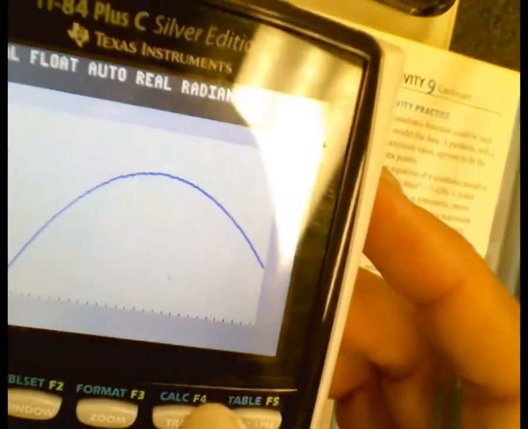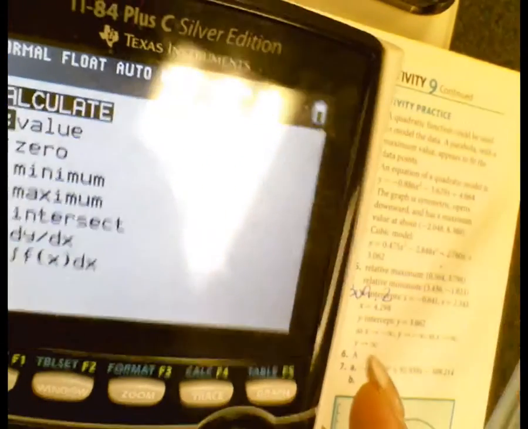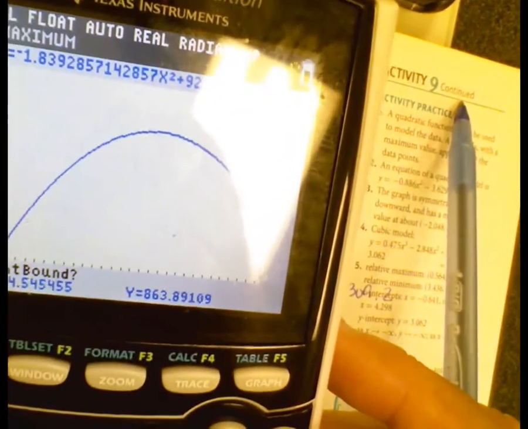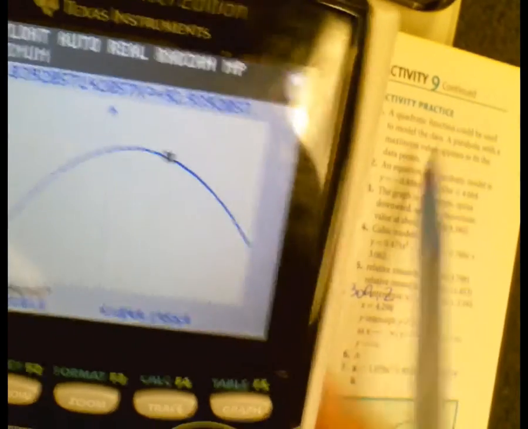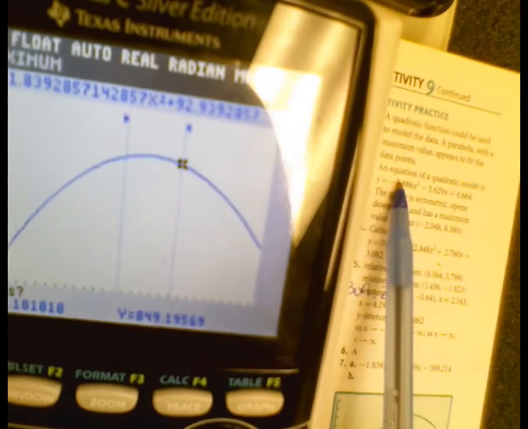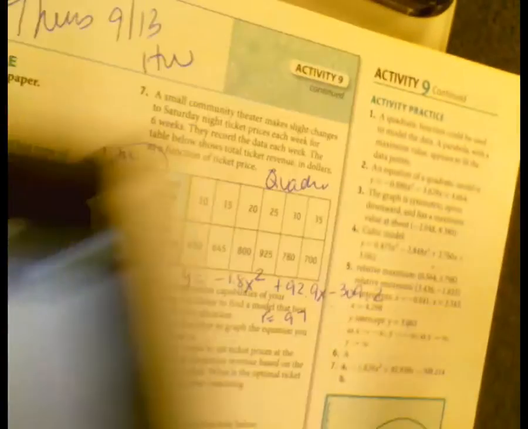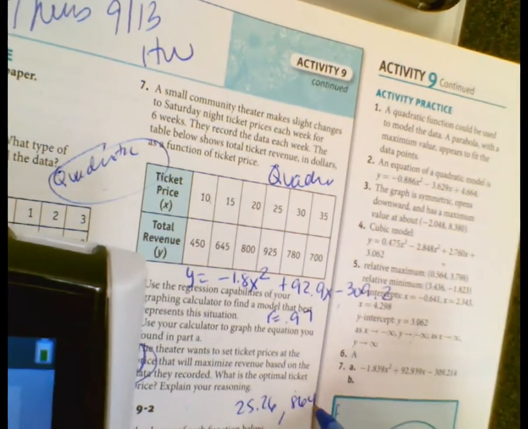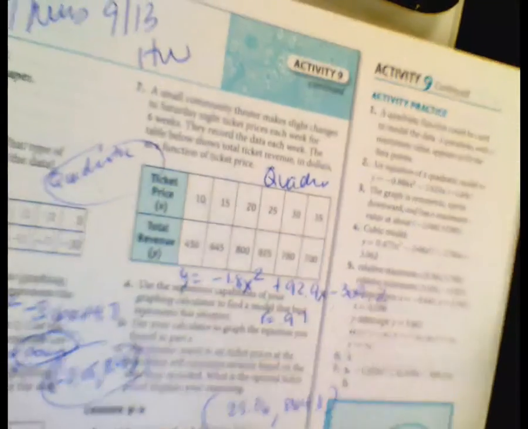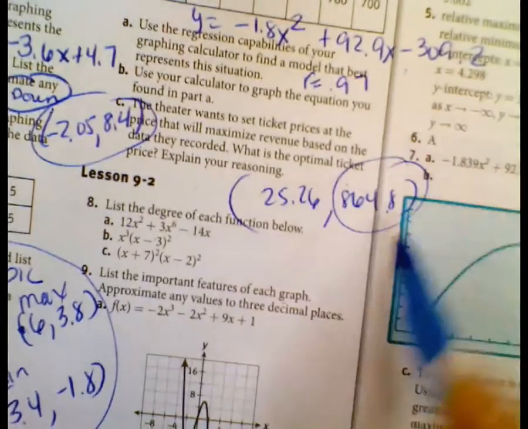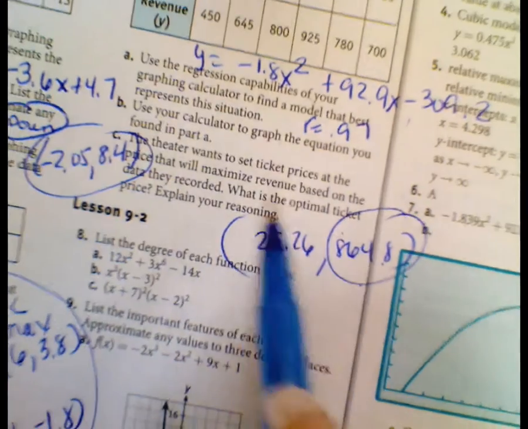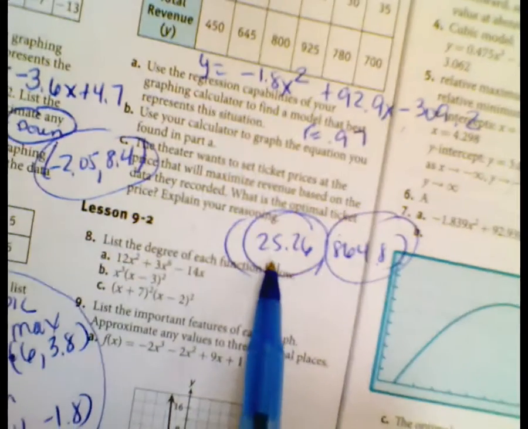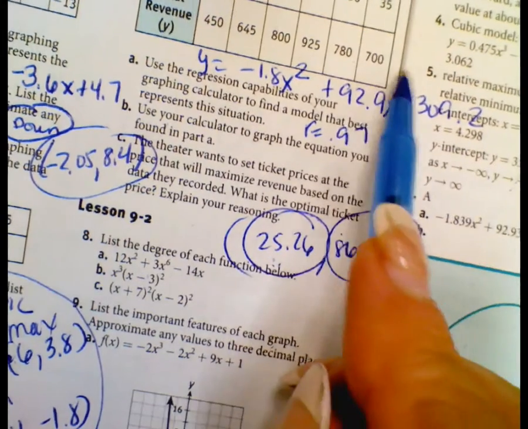So we're going to find the max. We're going to press second trace, max. Left bound is already there. Right bound is probably about right there. Press enter again. So 25.26 and 864.8. So basically, the maximum money you're going to take in is about $864 if you do this. So the optimal is $25 before the money starts going back down again.